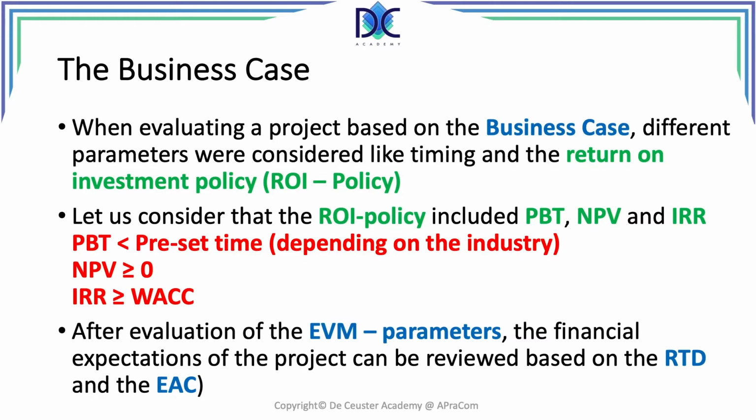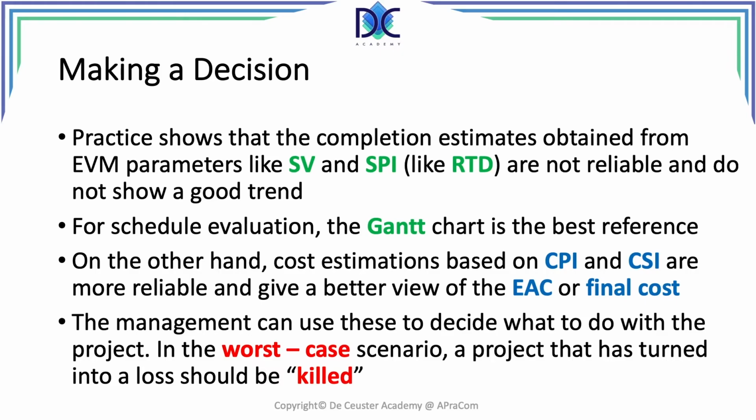Now we have to compare what happens to these parameters with our new estimates. We find the estimate at completion, we find the revised total duration, and we have to evaluate those and see what is still valid and what is not valid anymore. So the estimate at completion gives us an idea where our project is going to end. Are we still profitable? Yes or no? The project manager and the sponsors will have to use those parameters to make decisions.